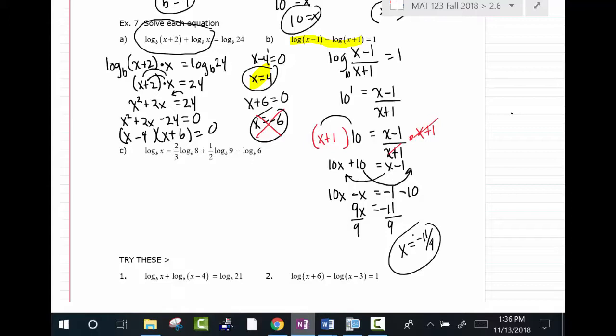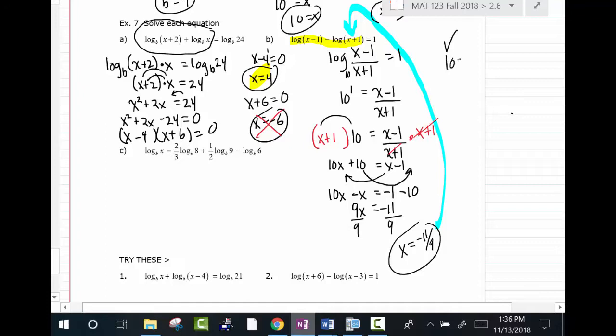What you got to do is take this thing and plug it in and make sure that you don't have a negative. So let me show you this. You're going to have a major problem on this. If you went through and checked it, if you did the log of negative 11/9 minus 1, just this part right here, that's a negative number. If you do negative 11/9 minus 1, it's a log of a negative. Therefore, you got to throw it out. Therefore, the answer is no solution.